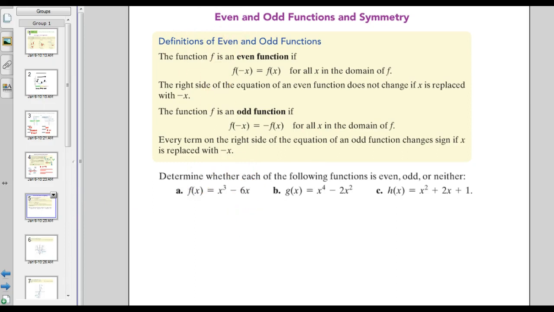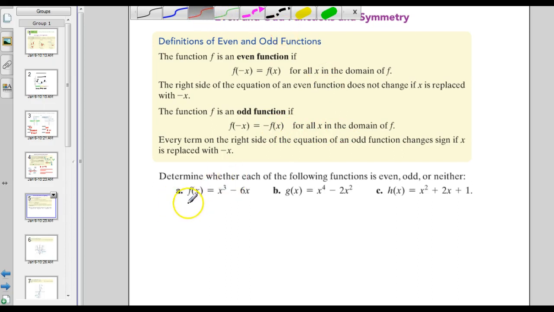All right, even and odd functions. A function's even if when I plug in negative x into the function, I get the same thing out as if I plugged in positive x. And if it's odd, then if I plug in negative x, I get the opposite of when I plug in positive x. So let's look and see what we mean by that.